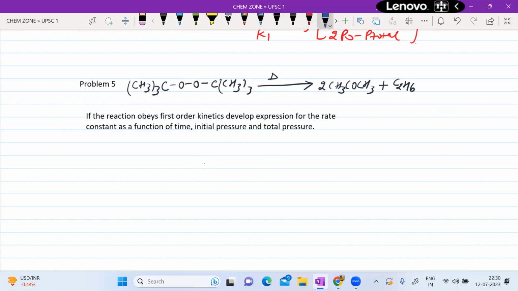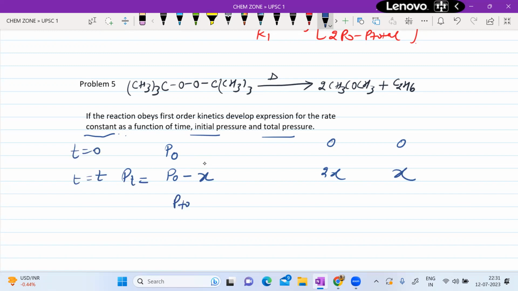So we need to understand how we can find a relation between initial pressure, total pressure, and the rate constant if the reaction is taking place in gas phase. Suppose the initial pressure of gas is P naught. Here, the pressure of reactant remaining after time t.